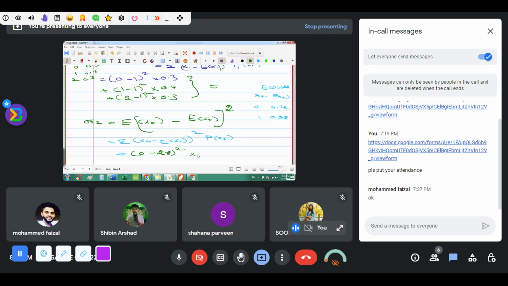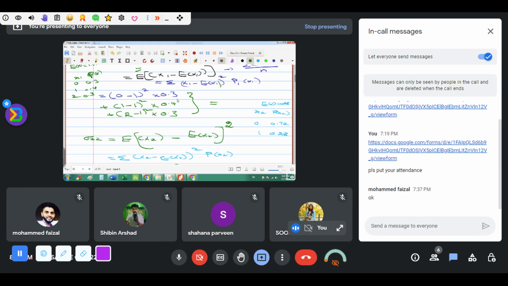into the probability value 0.72, plus what is the value of 1 here, 1 minus 0.28, whole square, into the outside value 0.28. So simplify, what is the end result? Please complete this work. What is the value? 0 minus 1 is minus 1, whole square, 1 squared is 1, into 0.3, therefore 0.3.